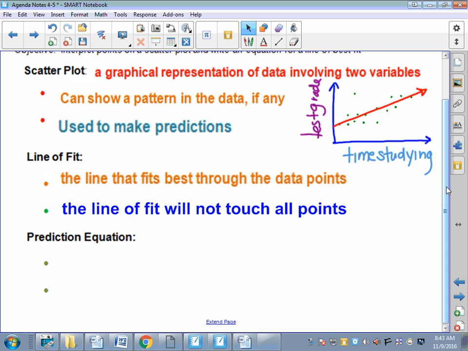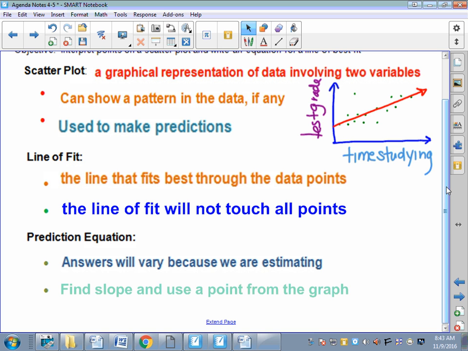Notice it looks like it hits pretty exact on a couple of those points. So for our prediction equation, first of all, if we're predicting, answers will vary because we're estimating. We can make predictions about all sorts of things, presidential elections, the weather, but answers will vary. We don't really know. We've got a pretty good idea. And what we're going to do to write a prediction equation is find the slope and use a point on the graph. So we can do all those things. And I'm going to give you some guidance on finding the slope so that we all are in the same ballpark. Otherwise, it could get a bit crazy.